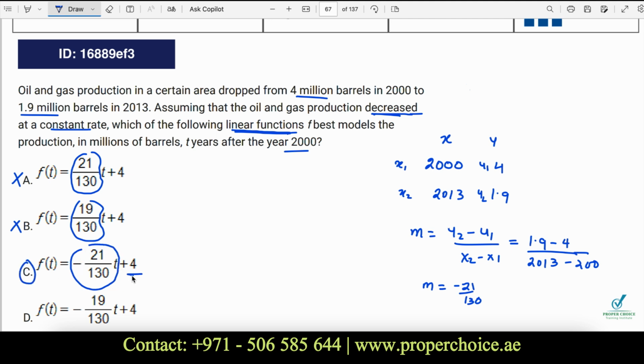Now what is this 4 representing? 4 is the initial value of oil and gas in the year 2000. So that is the initial value. Generally we write the equation as y equals mx plus b. m represents the slope, b is the initial value or value at the beginning. So that is minus 21 by 130. Instead of x, they are using t years: minus 21 over 130 t plus 4, since in 2000 there were 4 million barrels of oil and gas. So it makes sense with option C.